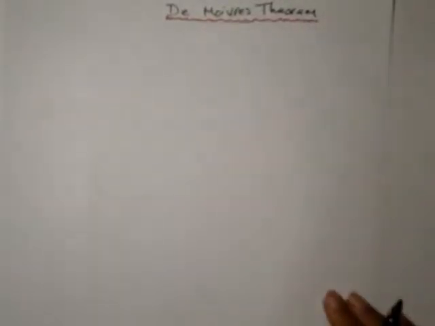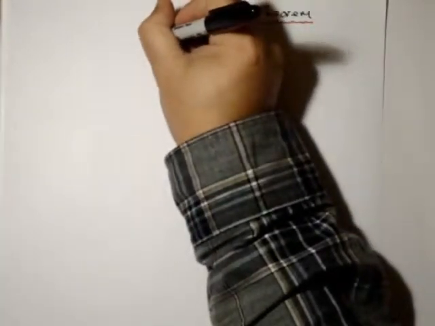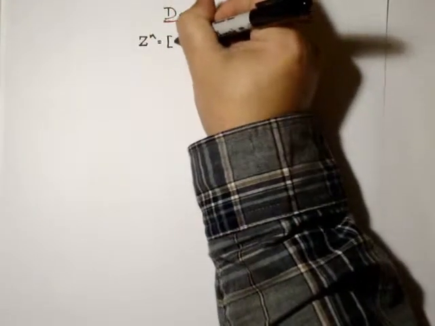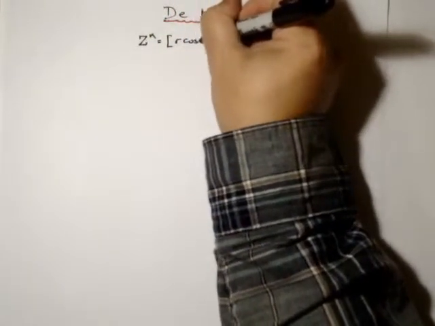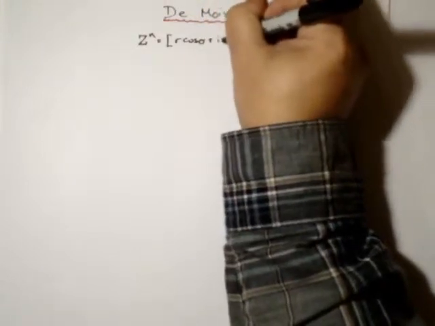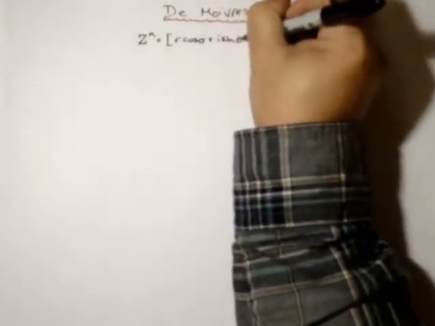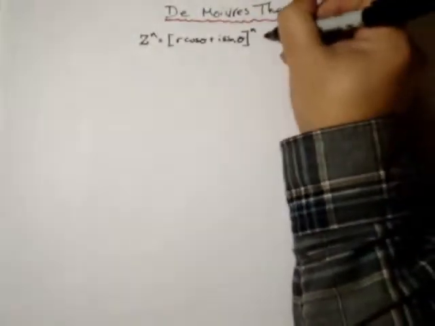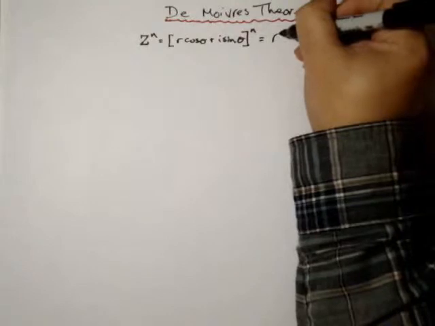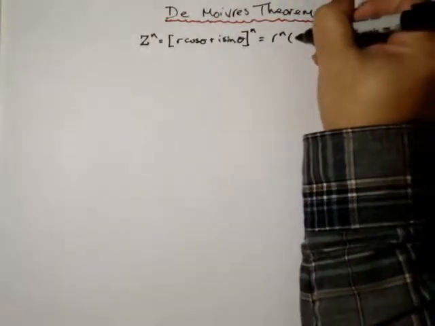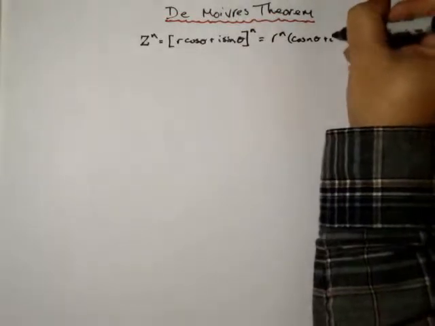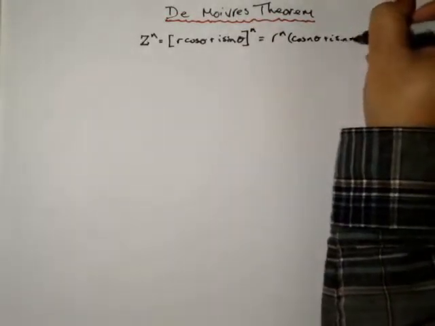Okay, let's have a look at using De Moivre's theorem. It says that if we have a complex number to the power n, this is r cos theta plus i sine theta, all to the power n, and this equals r to the n, cos n theta plus i sine n theta.